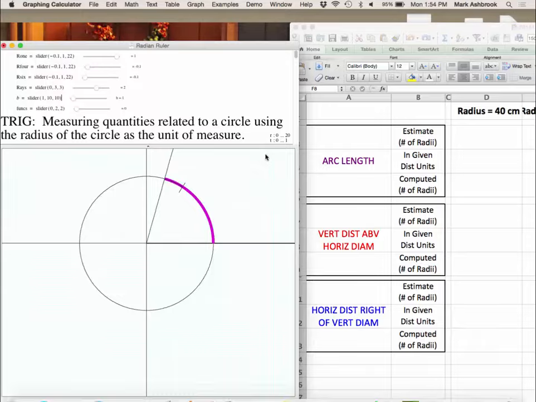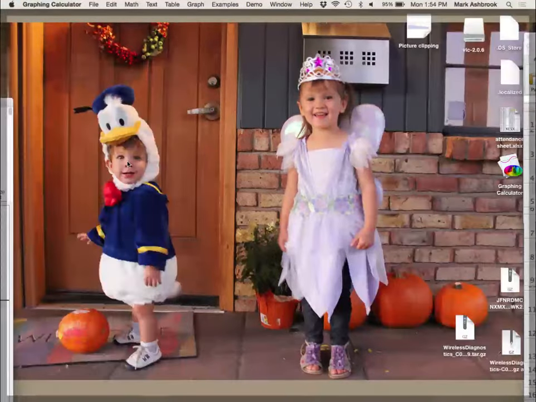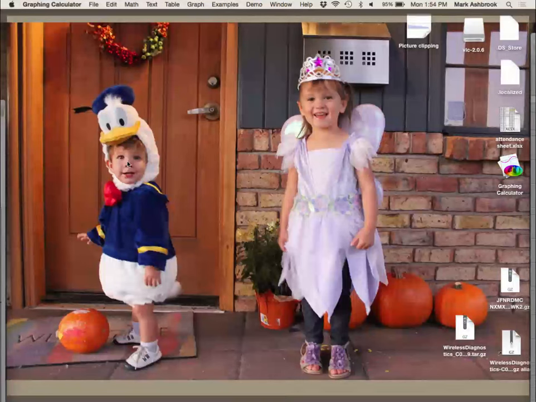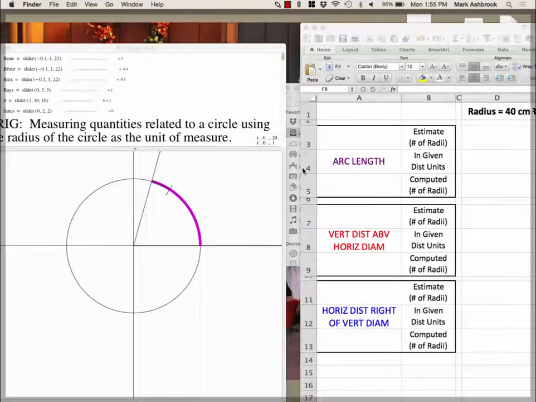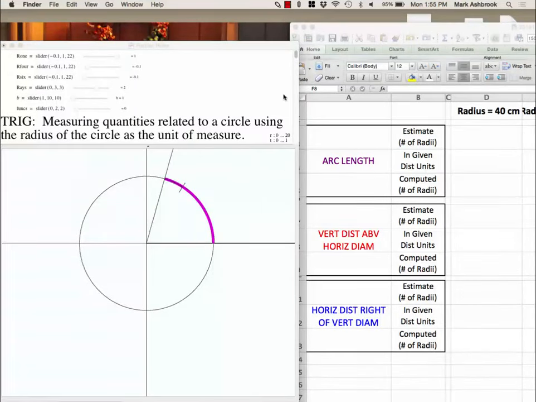Oh, you gotta see this though. Oh. He was Donald Duck for Halloween. Okay. Kids are slightly better than math.